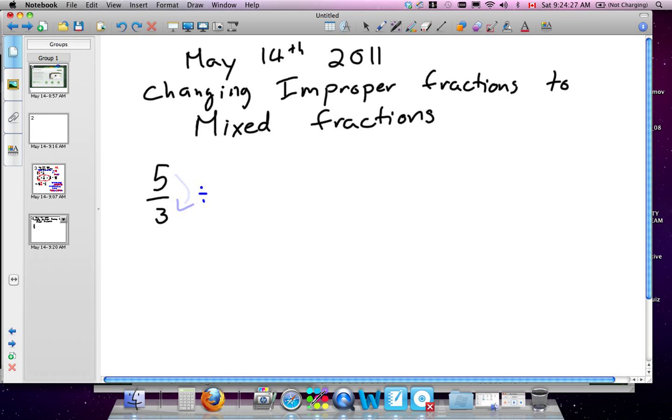So what we're going to do is set that up as a division question. We have 5 divided by 3, and we always write it backwards. So what we have to do is, how many times does 3 go into 5? Once. Okay, so it's very important.